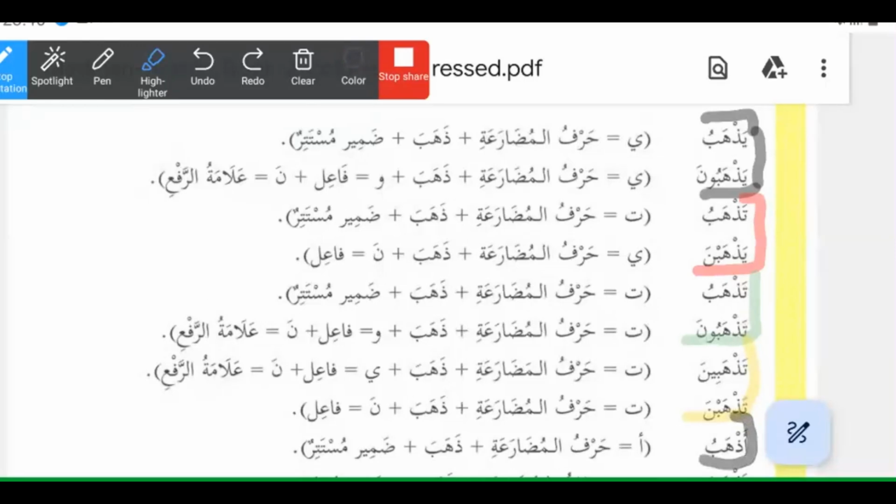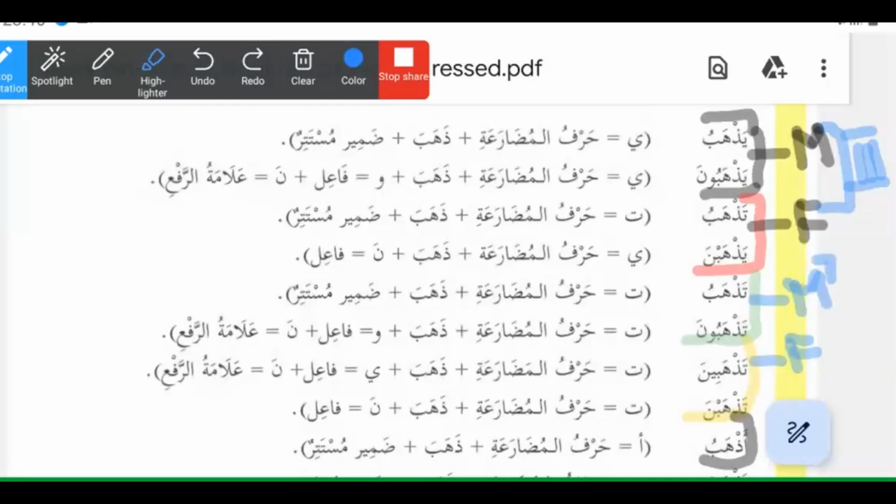This, as I told you, is for male, this is for female, and they are for third person. Likewise, this is for male and this is for female, but these two are for the second person, and this is for male and female mutakallim. This is for first person.